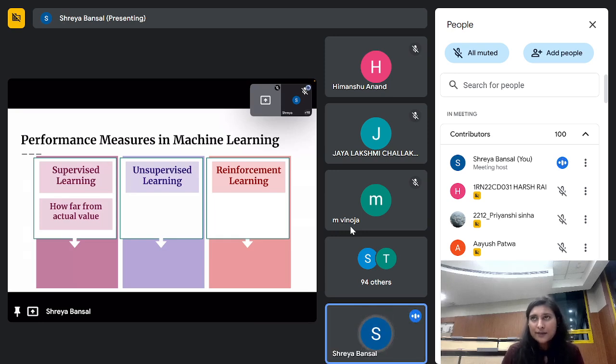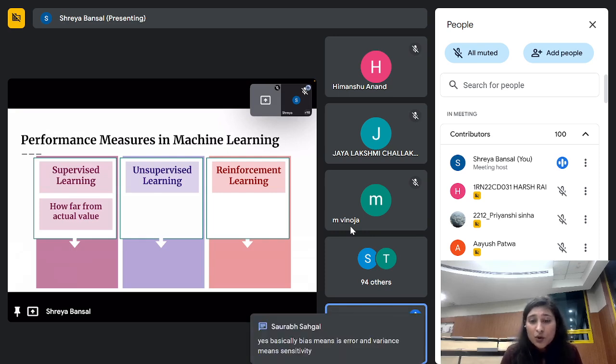So how far is the value? It means, let's say, I have given you some dog and cat images, and I told you, okay, look, this is a dog, this is a cat, this is a horse, right? Now I give you some data, and I ask you, what picture is this?